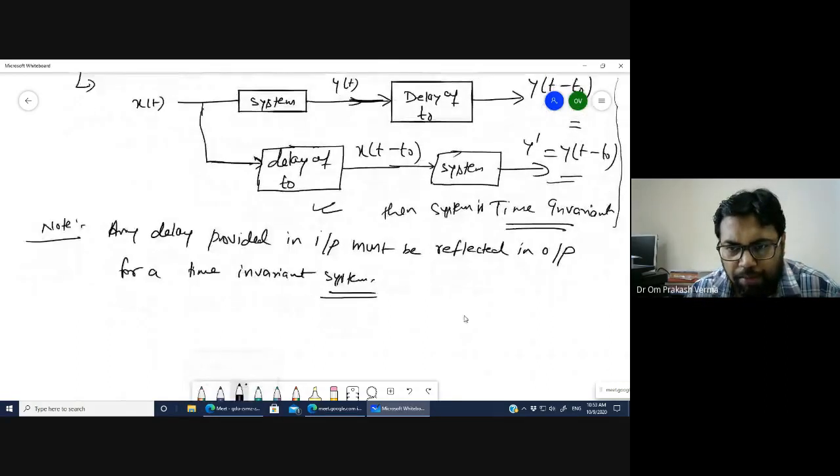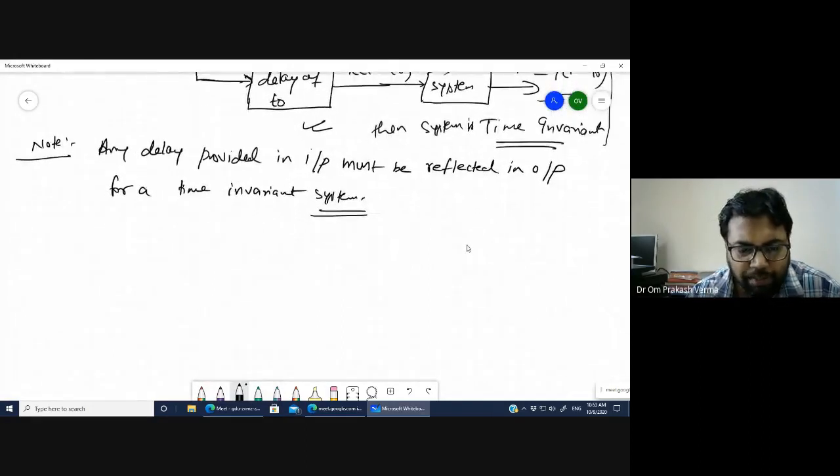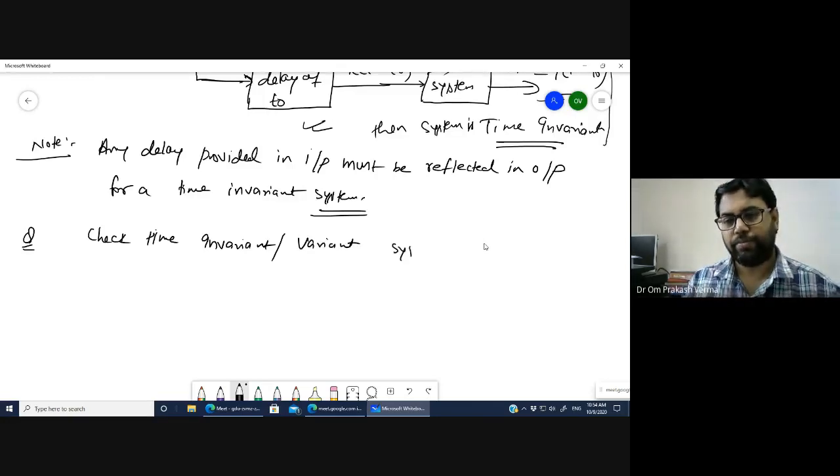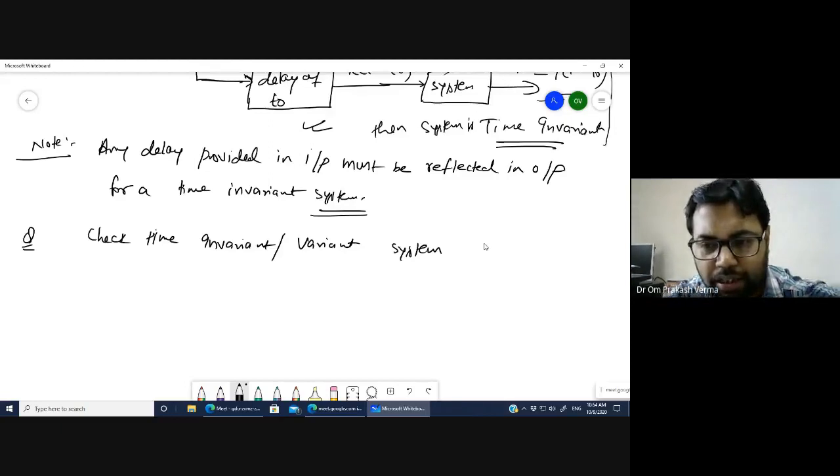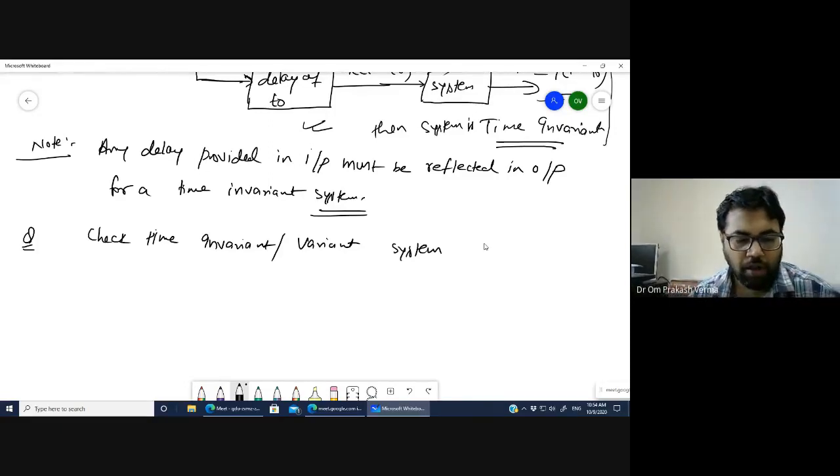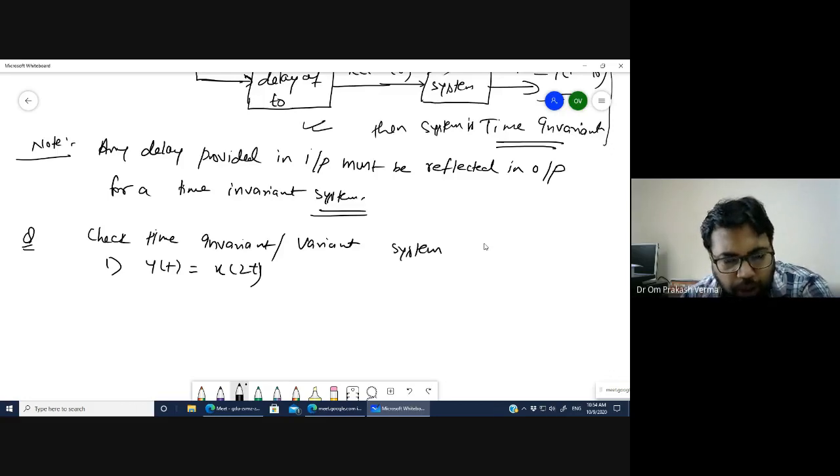Now the problem is how to check the time variant and invariant system. So let's see some example. Question is, check time invariant or variant system, right? Time variant invariant system. So first problem is y(t) is equal to x of 2t. Sorry, x of 2t. Yes, y(t) is equal to x of 2t.